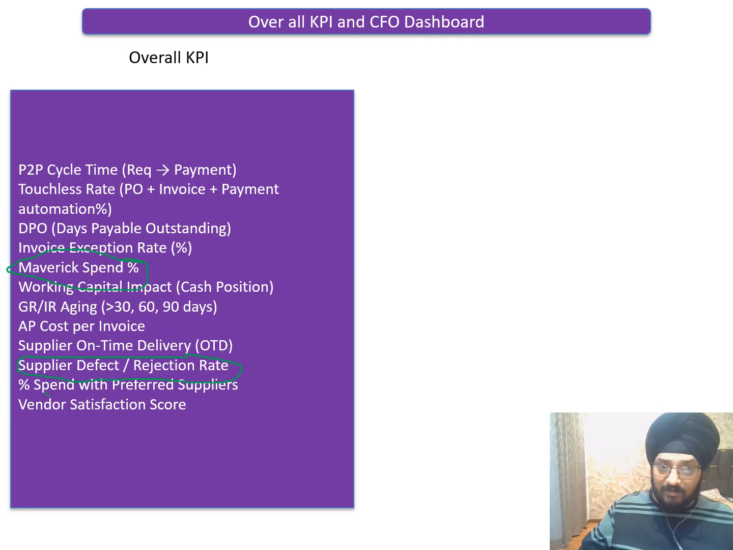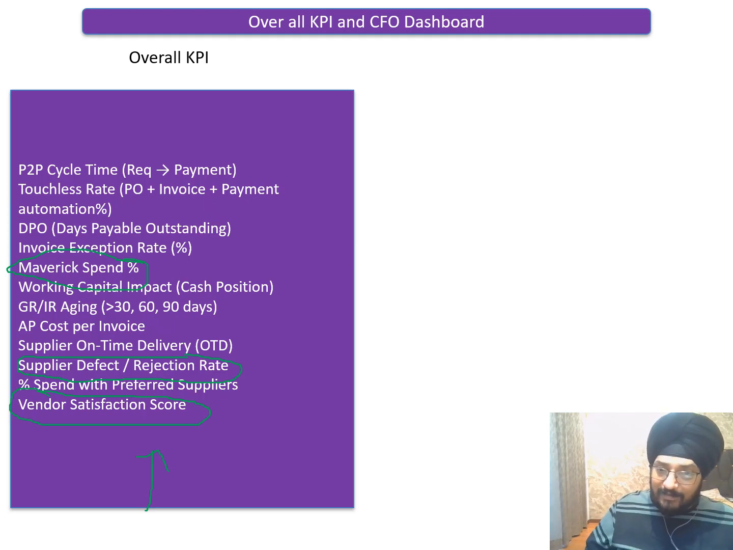And then vendor satisfaction score. This is also critical to ensure how our vendors are experiencing our services, whether they are feeling satisfied with us or not. This is a kind of the CSAT score or the NPS score for the vendor side. So all these KPIs help us to determine the health of the process.